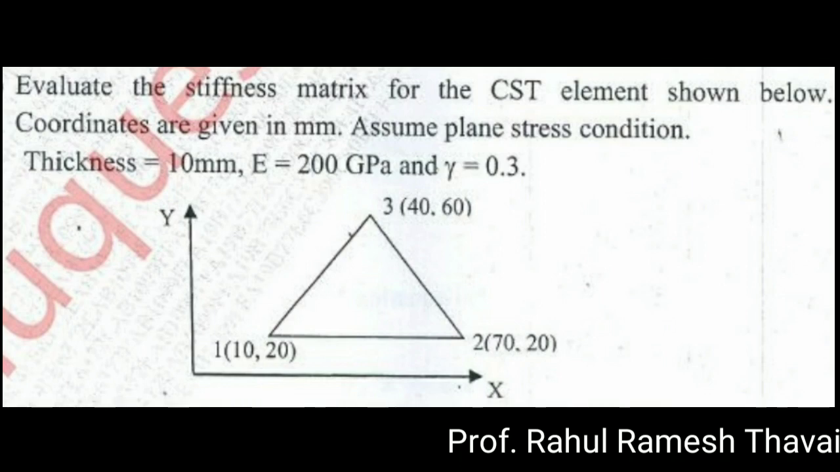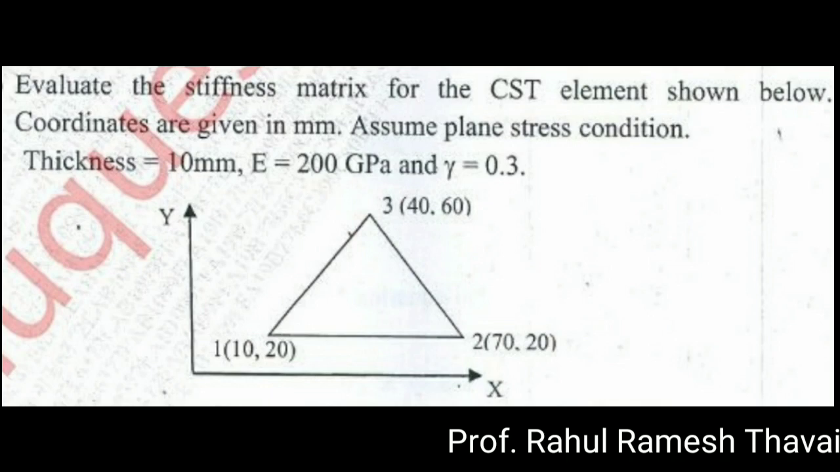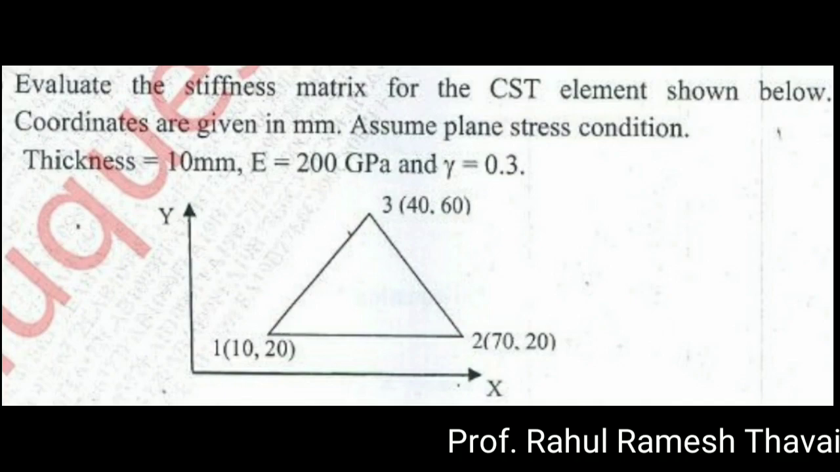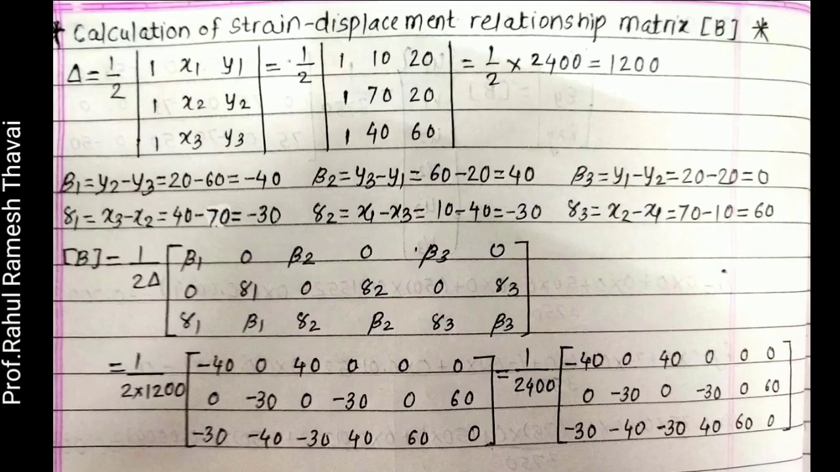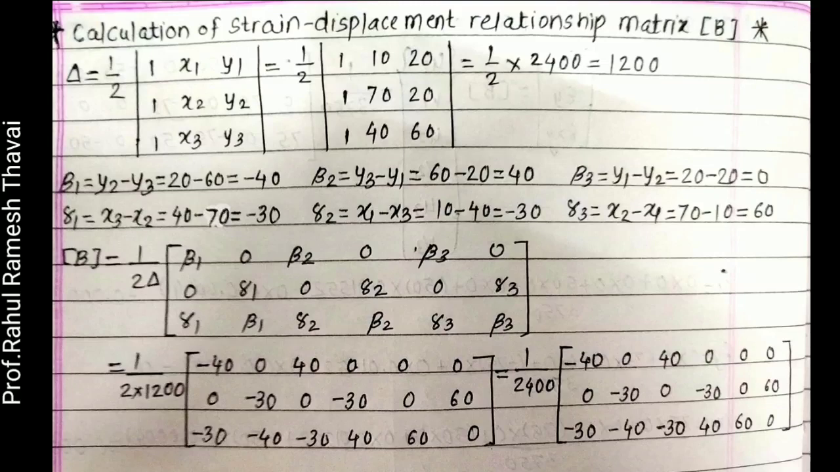So they have given the diagram in Cartesian coordinates where they have mentioned a three noded triangular element having three nodes, node number 1, node number 2 and node number 3 at the points (10, 20), (70, 20) and (40, 60) respectively. So let's start with the solution of the problem. First we will start with the calculation of the strain displacement relationship matrix, that is B.